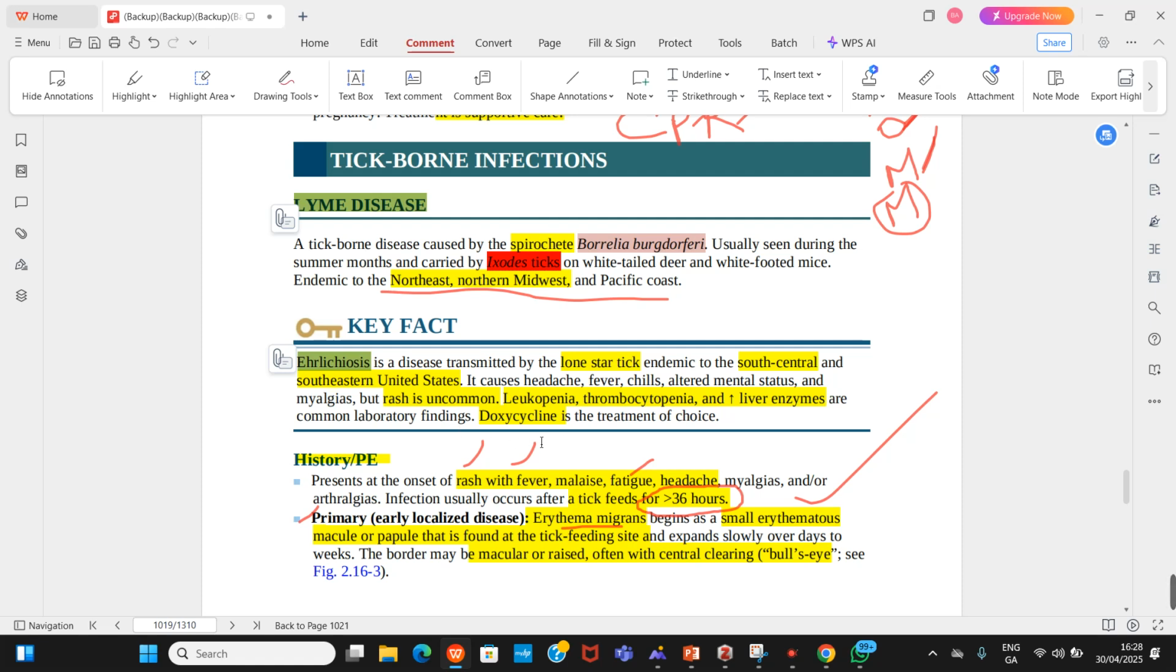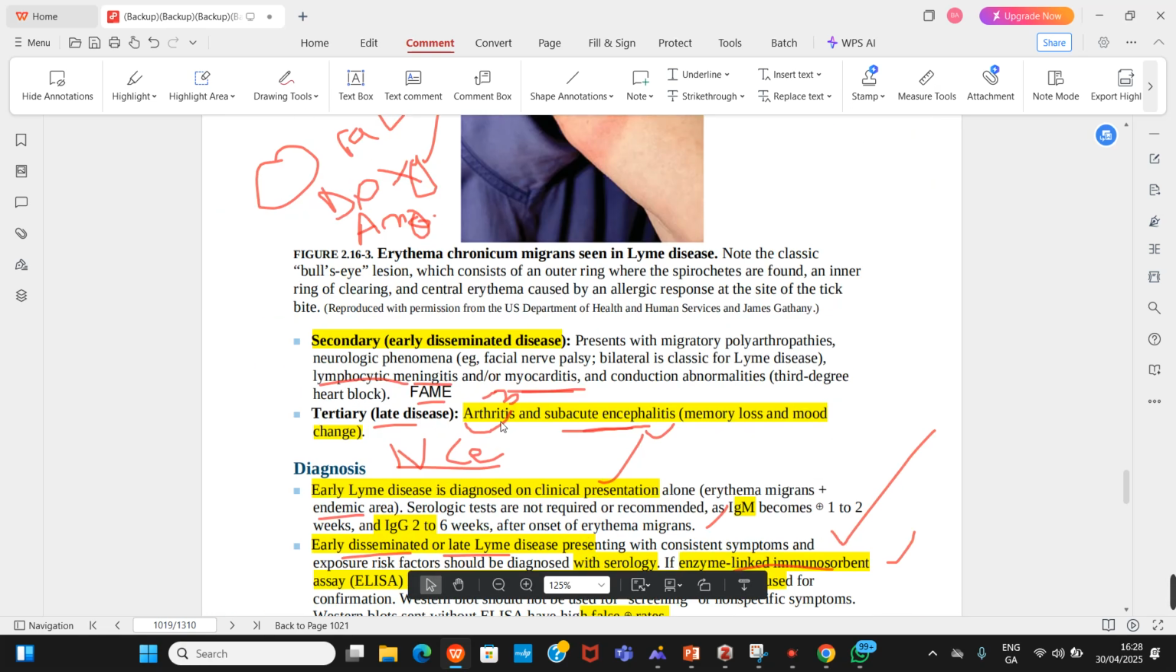The treatment is always doxycycline. If you can't remember anything about the treatment of all those atypical organisms, just pick doxycycline. It's going to be correct most of the time.